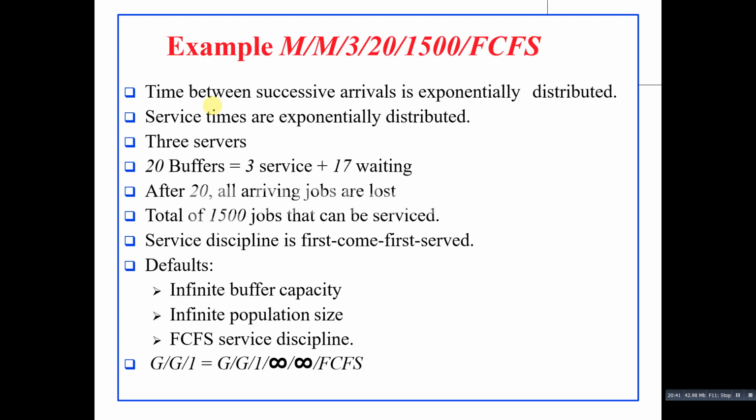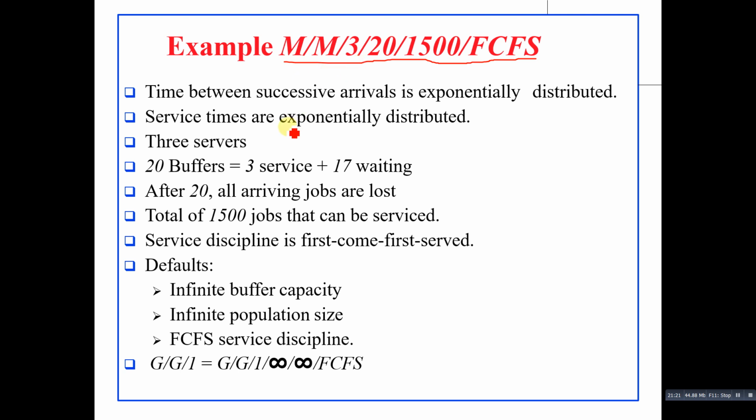Okay, let's take the example of M/M/3/20/1500/FCFS. So what does it mean? M is memoryless, or exponential. The time between successive arrivals is exponentially distributed, independent, IID. So whatever customer or client arrives doesn't depend on the next customer or previous customer. Service times are exponentially distributed. Again, this is random, but they have three servers, or three counters or whatever.